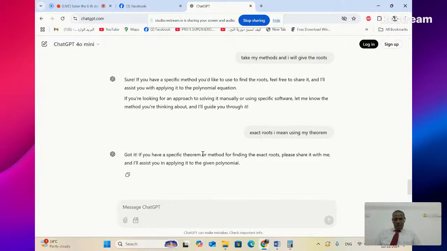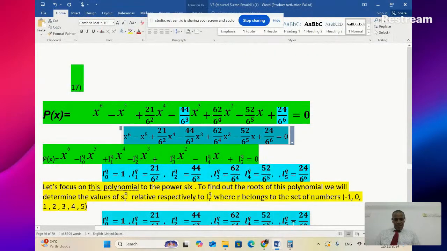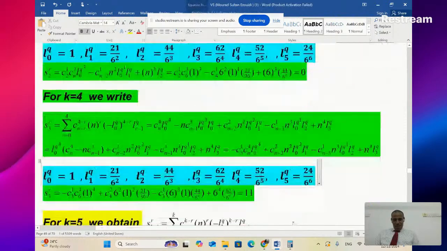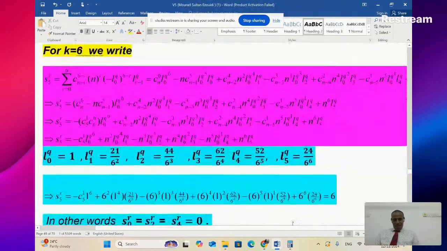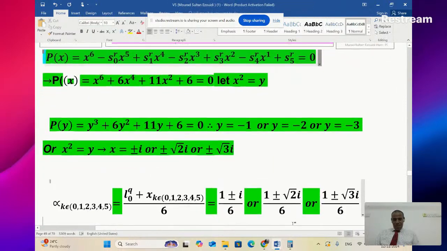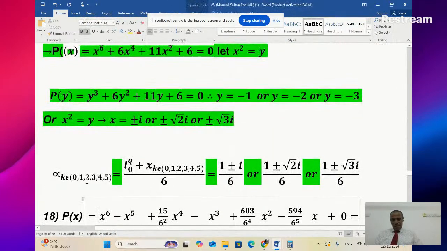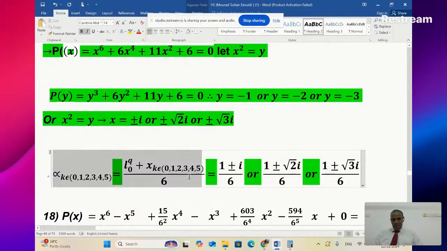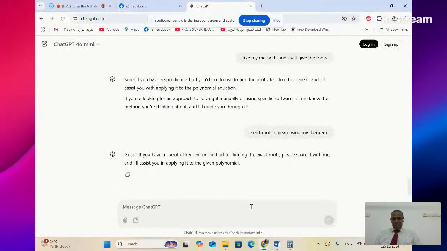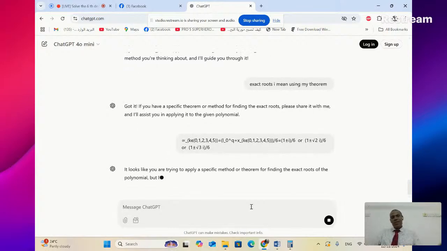Okay, I will give him now the roots and I will tell him to go check. Okay, where are the roots? Sorry. These are the roots. Okay, these are the roots. I'll make a copy. Okay, comes here. You see, he didn't get that these are the roots. Okay, you will write this again.